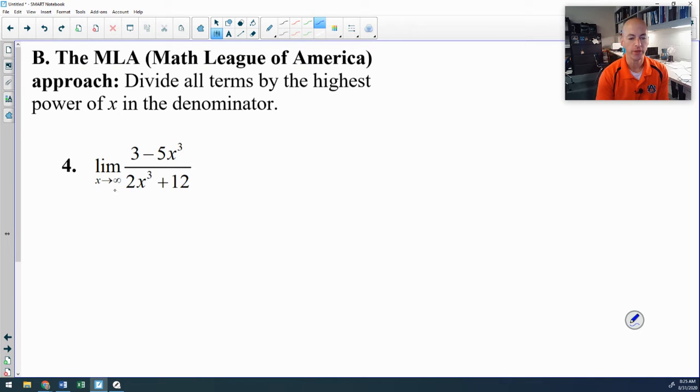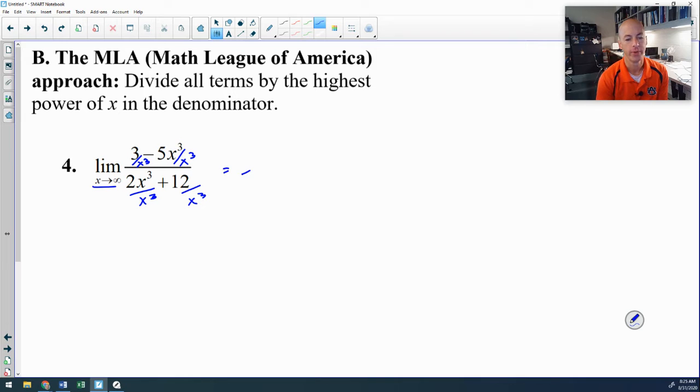What we'll do is we look in the denominator. First, x is going to infinity. Check that first. Then I'll look in the denominator, and I divide everything on top and bottom by the highest power of x. In this case, that's x cubed. So I'm going to divide everything by an x cubed.